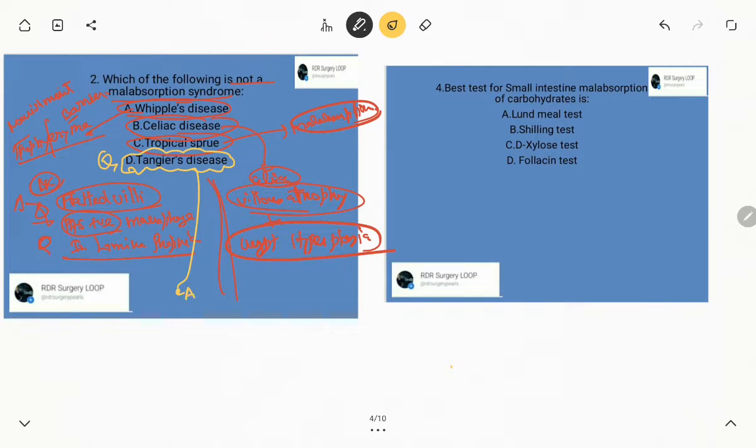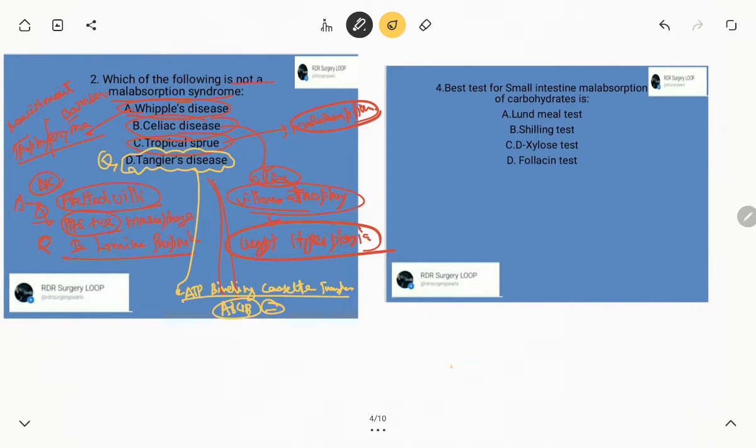Tangier disease is basically a defect in the ATP binding cassette protein, the acid transporter protein, ABCA1 defect.